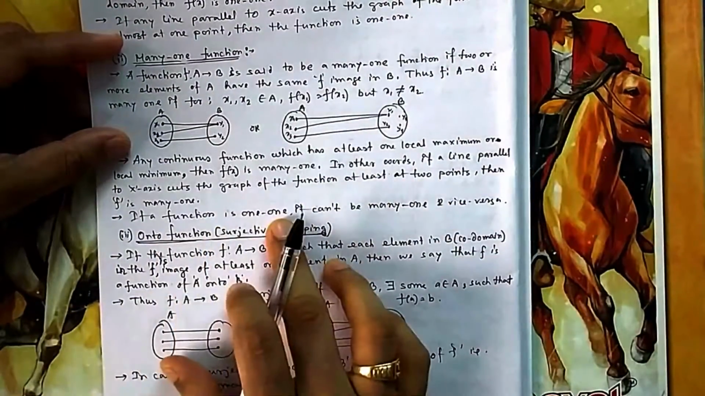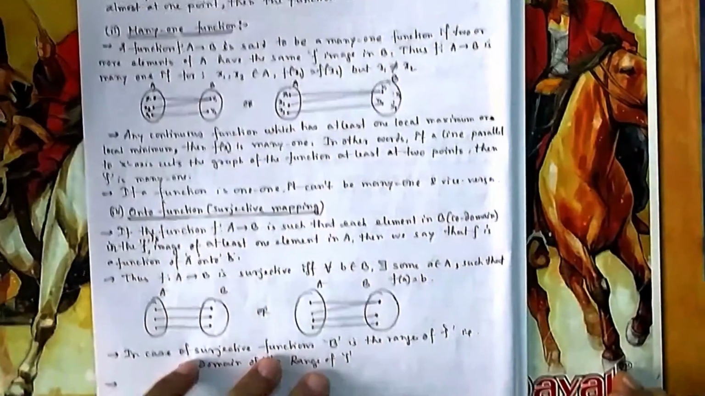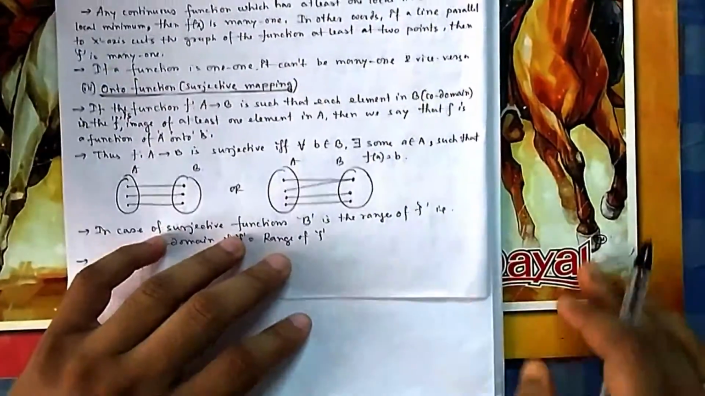A function that is one-one cannot be many-one, and vice versa. So these are complementary to each other. If it is one-one, then it is not many-one. If it is many-one, then it is not one-one.